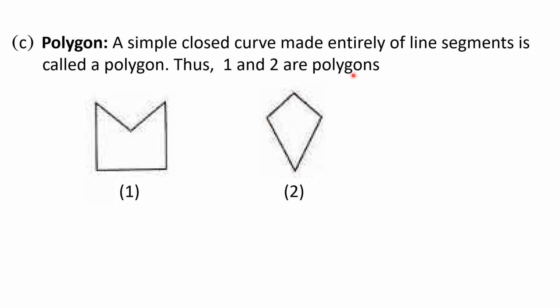So thus 1 and 2 are polygons, because both of these are not only simple closed curves, they are made of line segments. There are no arcs. If you see the previous slide, part A and part B, the 4 figures which came under the category of simple closed curves, the other 4 figures have arcs in them. They are not made entirely of line segments.